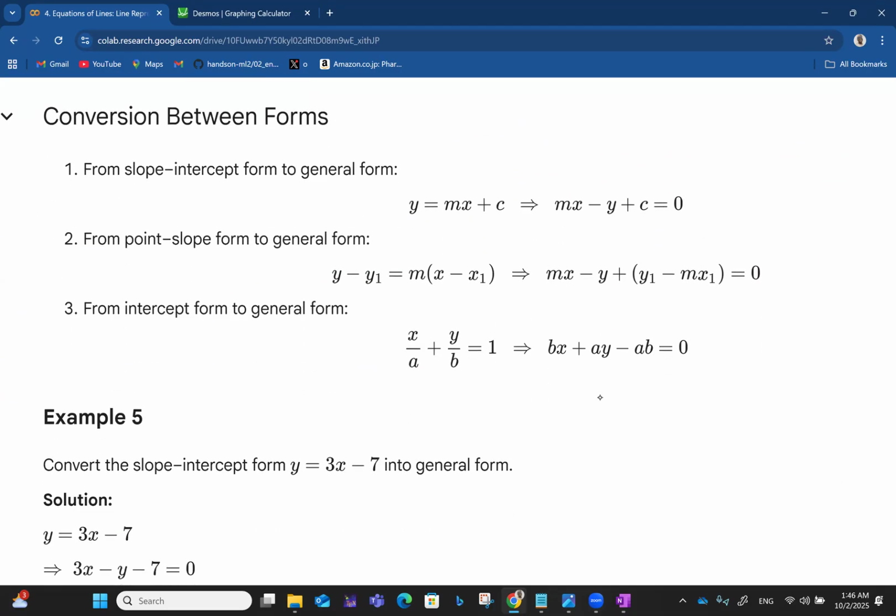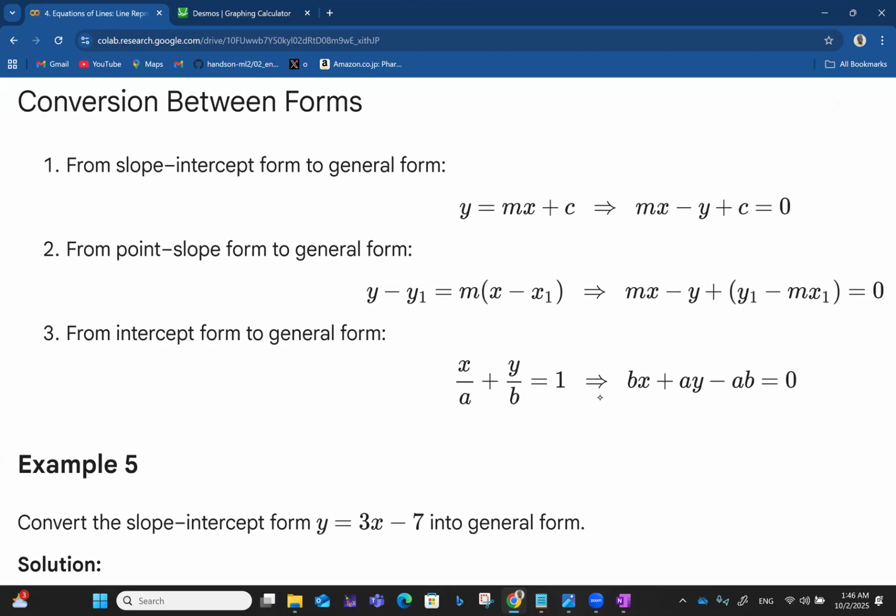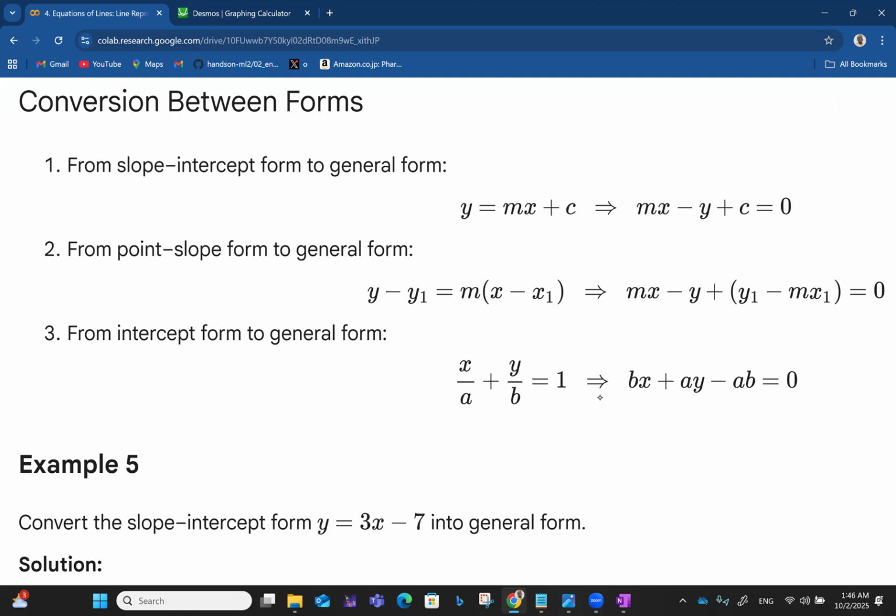So, I've inadvertently done this conversion from time to time. Each time I get a form and I put it in slope-intercept form, that's part of it. So if you want to convert from slope-intercept form to general form, all you need to do is rearrange. So y equals mx plus c simply becomes mx minus y plus c equals 0. That's all. Then from point-slope form to general form, you have y minus y1 equals m into x minus x1. So you simply have mx minus y plus y1 minus mx1 equals 0. Then from intercept form to general form, you have x over a plus y over b equals 1. So you just rearrange and you have bx plus ay minus ab equals 0.